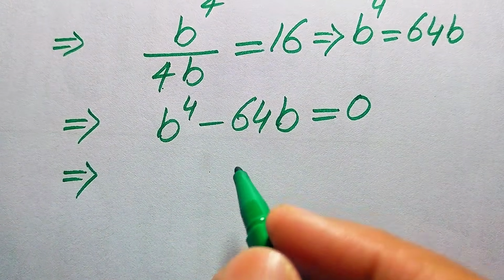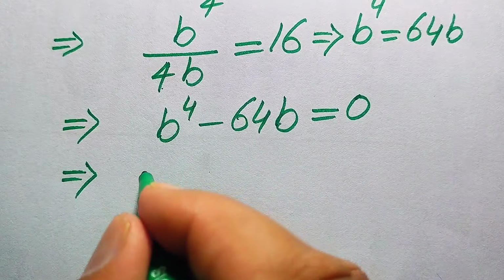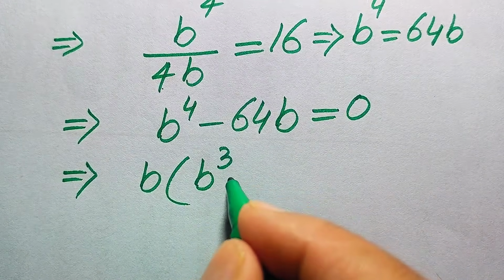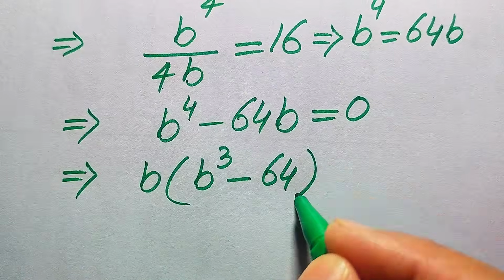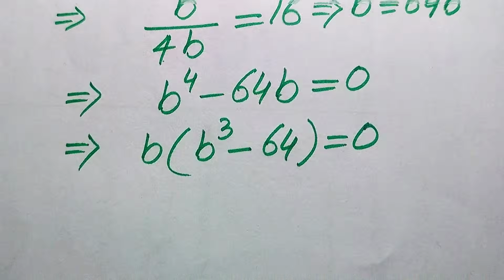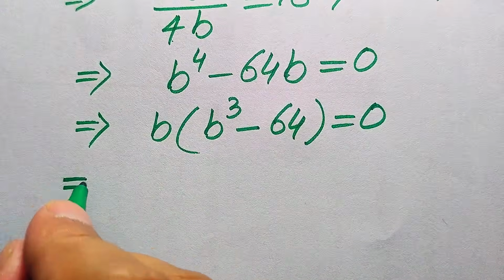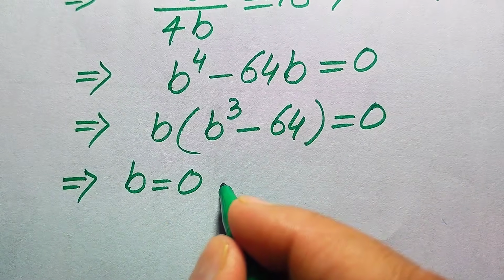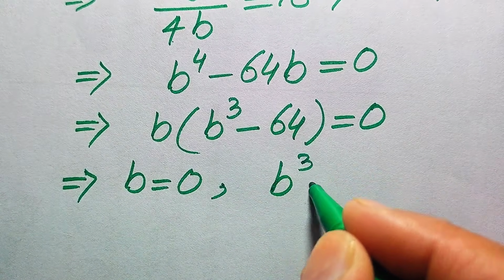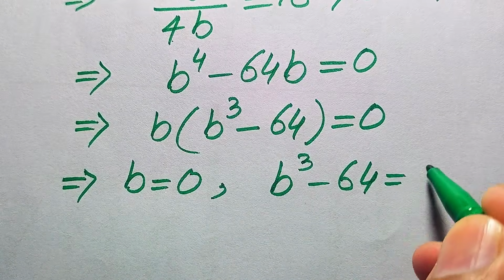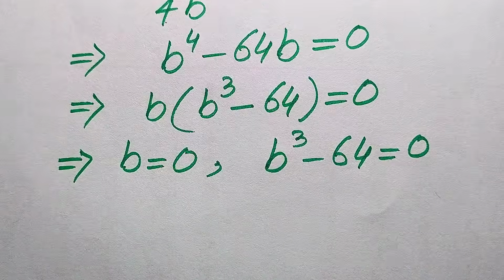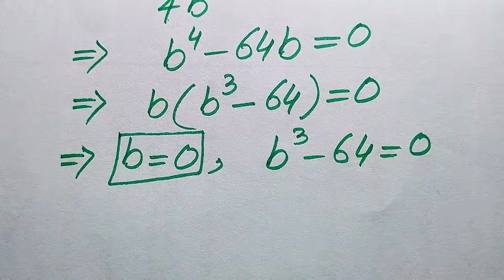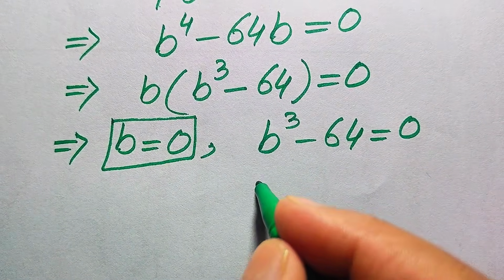And now in the next step you see both of these two terms involve b, so we take common b from here and the remaining values are b cubed minus 64, and this whole equation equals 0. And now we divide this equation into two cases. The first case is b equals 0, and the second case is b cubed minus 64 equals 0. So this is the first root of the given equation.